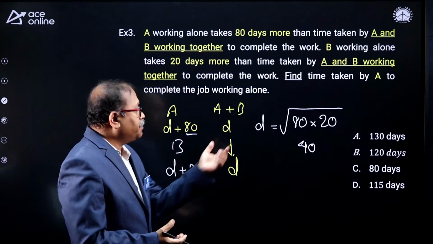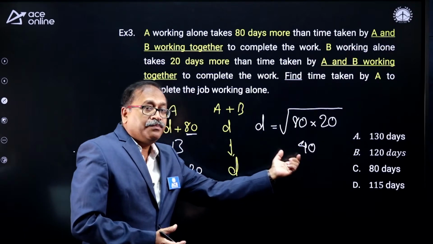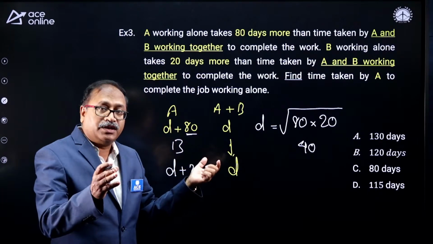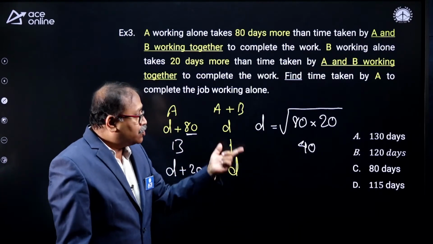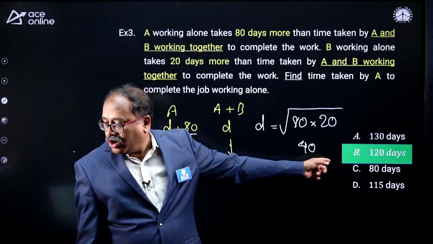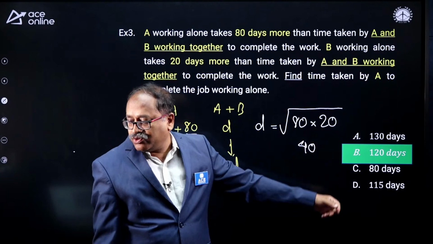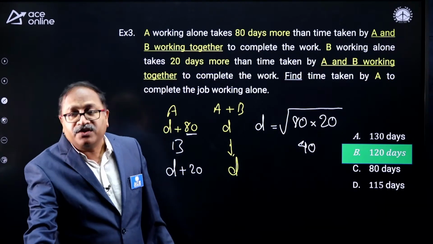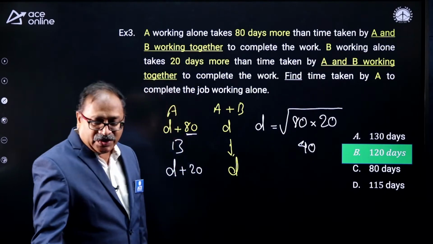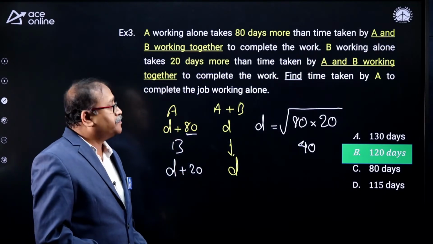120. I again repeat, the D value is 40. I need to find out what is D plus 80. So 40 plus 80, 120. So do we have any option 120? Yes, I noticed that. Option choice B. That's right, Anusha. That's right. 120. That's good. Okay. So moving to the next question.